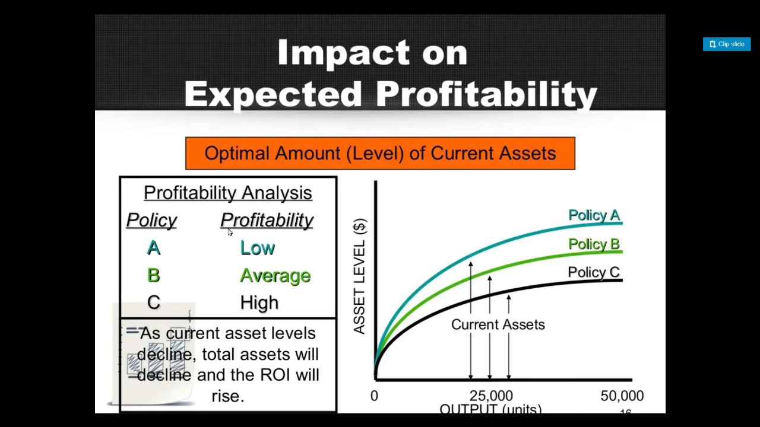Profitability analysis: policy A has low profitability, policy B has average, and policy C has high profitability. Why? As current asset levels decline, you can see how the policy C line declines and is below A and B, and the total assets will decline too. With current assets declining, total assets also decline and the ROI will increase, right? And it has low liquidity, as I told you in the first slide of this example.